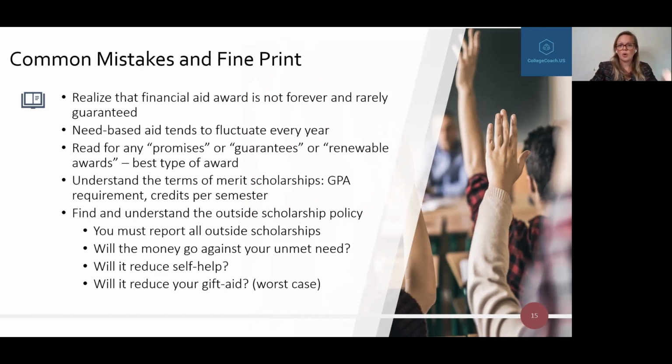Are they going to just swap the outside scholarship that you worked really hard to get for the merit scholarship that they gave you, which could have been renewable? In that case, that's the worst deal. Super unfair, because merit scholarships, as I said, a lot of times are renewable with certain terms, and outside scholarships are usually a one-time lump sum payment. So you should never swap something renewable for a one-time payment.